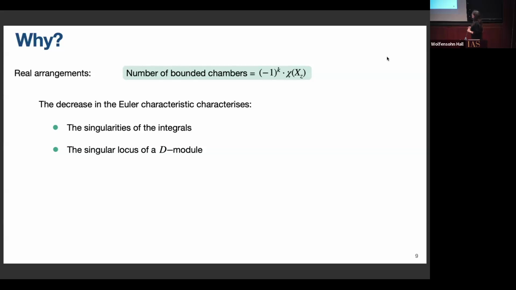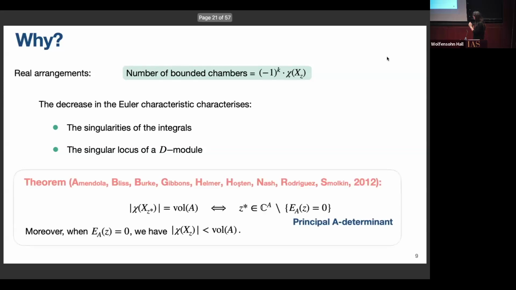And the reason why I care about these, it's a bit more broad, and it's because the drop in Euler characteristic characterizes the singularities of the integrals and the singular locus of a D-module. And so this will actually be part of a solo author paper by Saclay. And so moreover, the bound on the number of bounded chambers is actually known.